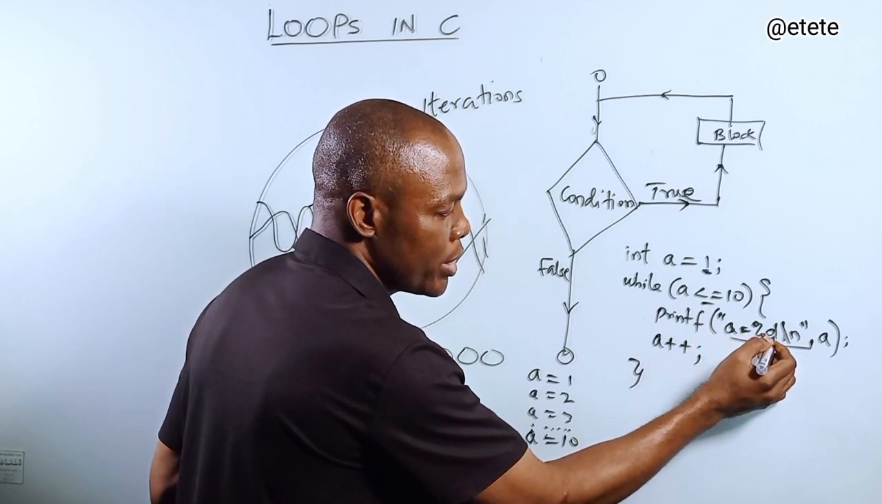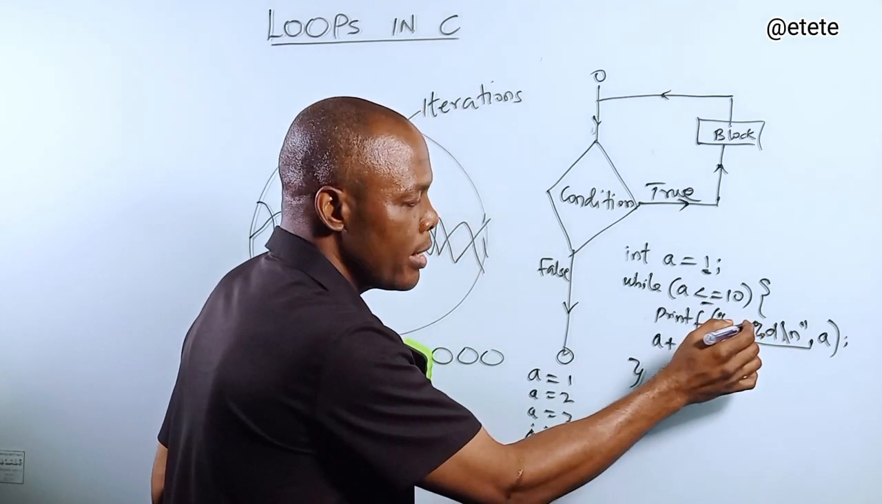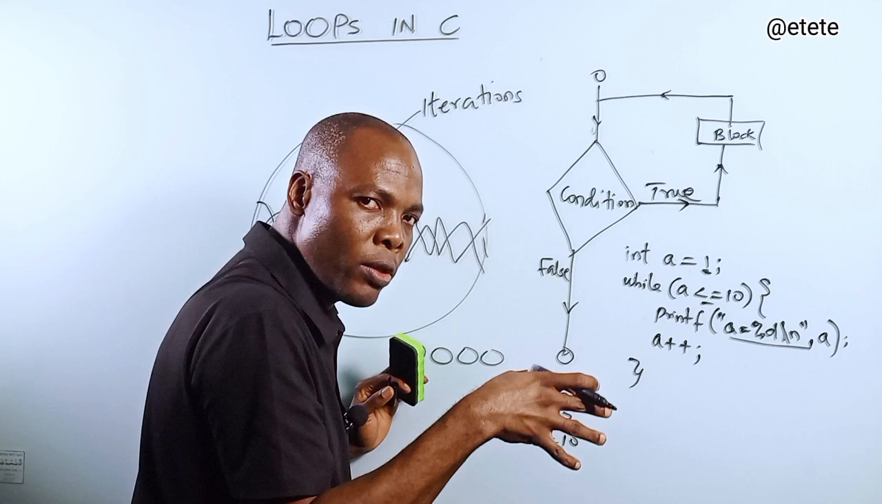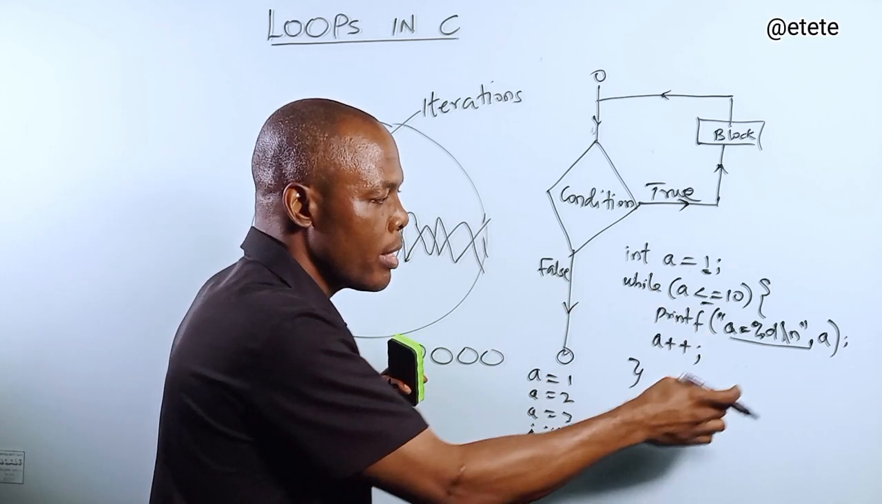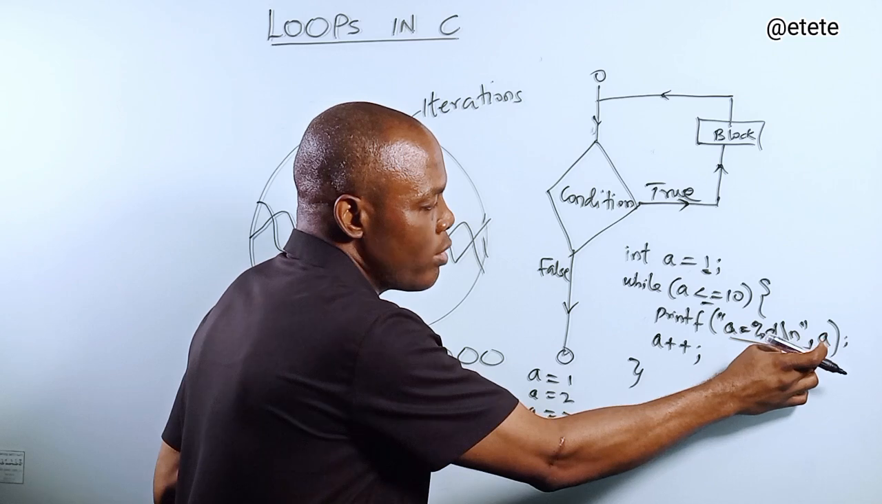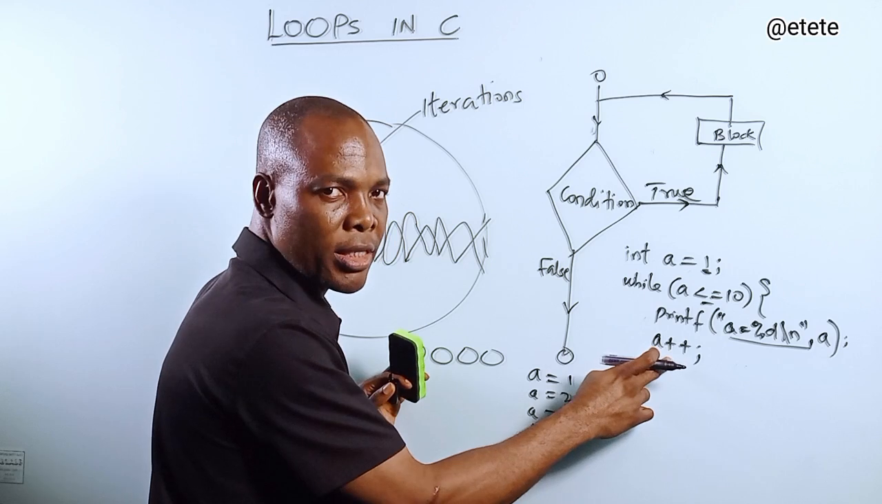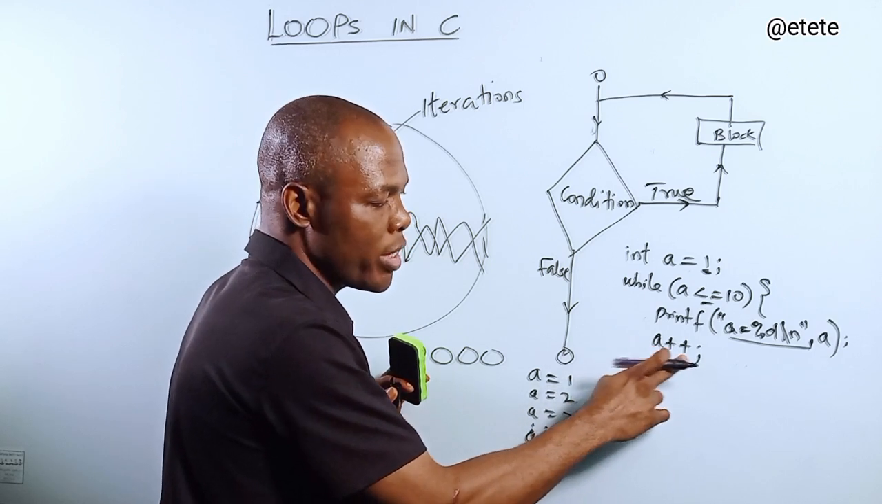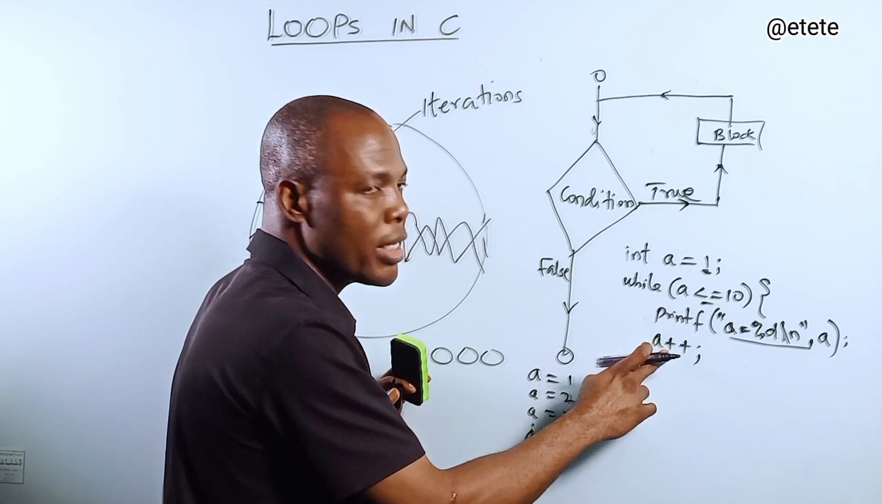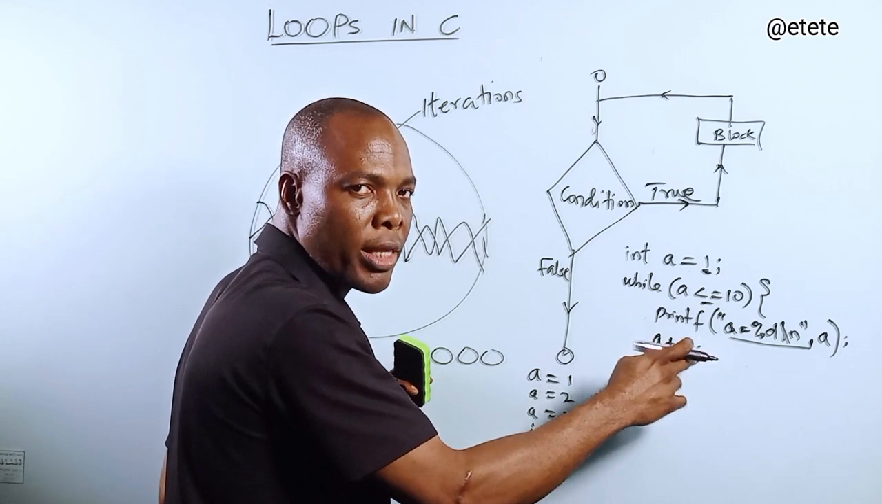But this percentage D, which is a format specifier, is telling us how to interpret it. Those that have been following my class understand this already. So the value of A is 1. It will print it out. Then it will come to the next statement, which is to increment A. So it will increment A from 1 to 2.